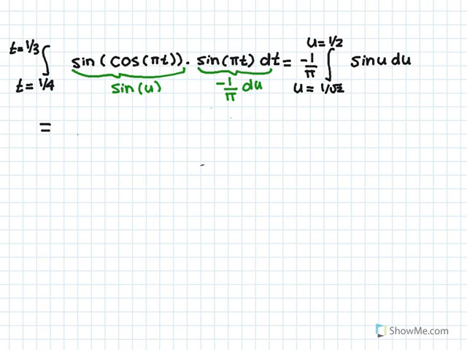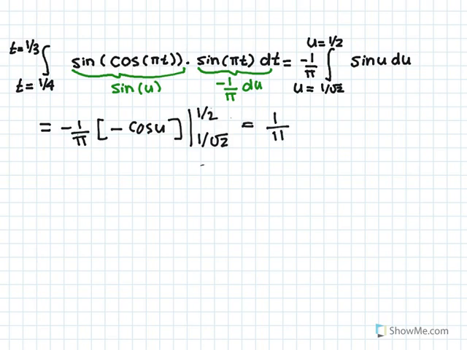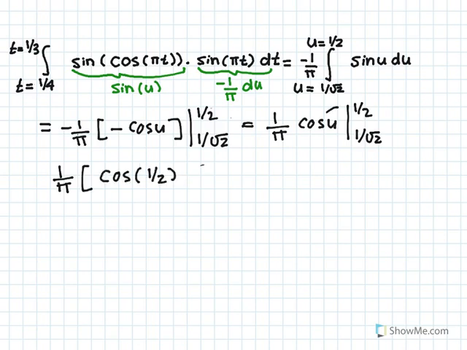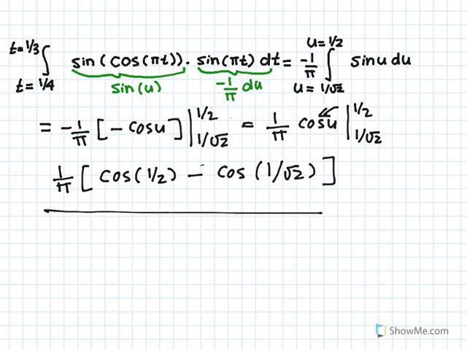And we integrate this. We will get negative 1 over pi. The integral of sine is going to give us minus cosine u, evaluated from 1 over root 2 to 1/2. The negatives cancel out. We get 1 over pi cosine u. So the answer is going to be, evaluating this using the fundamental theorem of calculus, from 1 over root 2 to 1/2. Let's put the 1 over pi in the front and bracket this. We get cosine of 1/2, plugging 1/2 into the cosine function, minus cosine of 1 over root 2. This is the answer. All right, thanks.